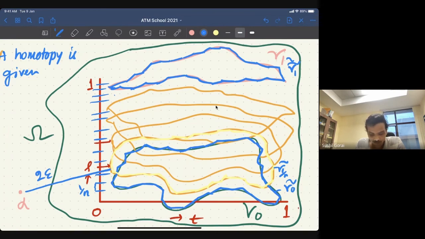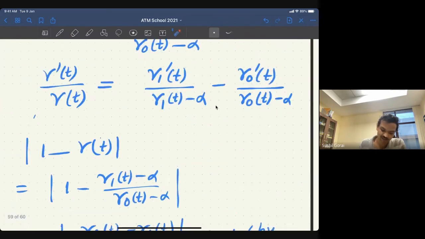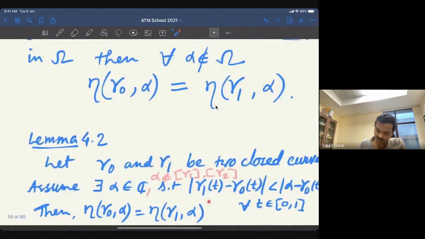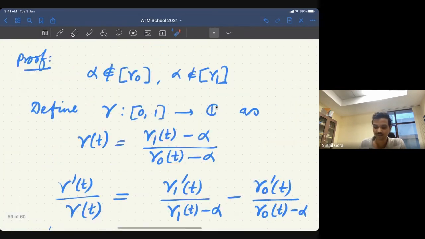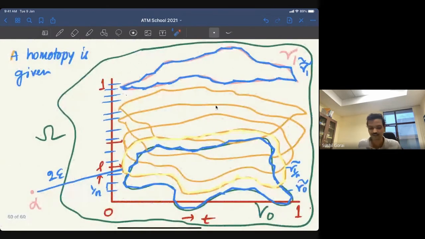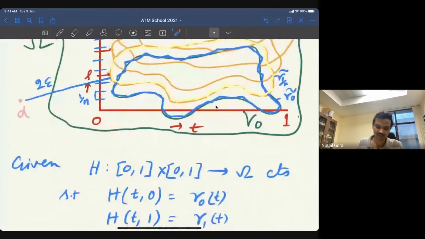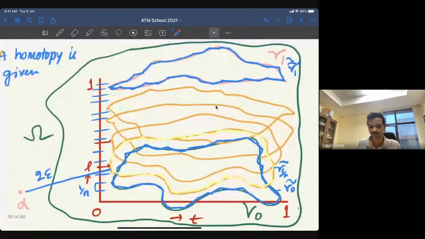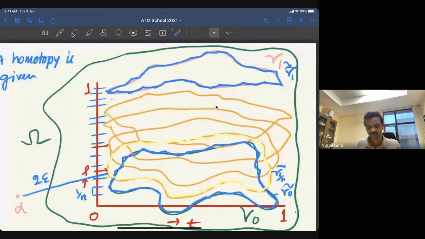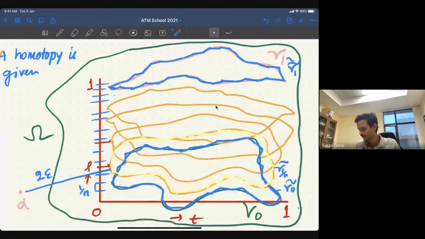So this homotopy allows one to pass from gamma naught to gamma 1 in continuous fashion, so that at each stage you keep on satisfying this property, and the winding number remains the same. All right. Is the pictorial idea clear? I didn't write the proof. You can look at Rudin's book if you want a detailed proof. I don't have time. Yeah, is this pictorial idea clear?